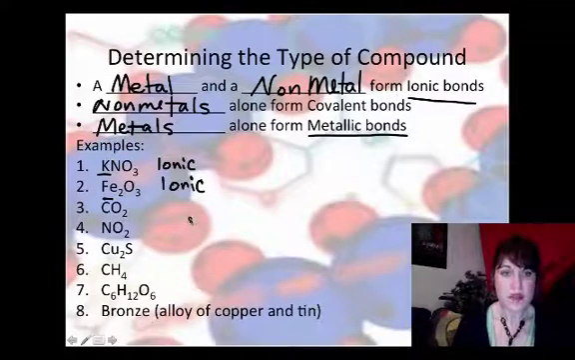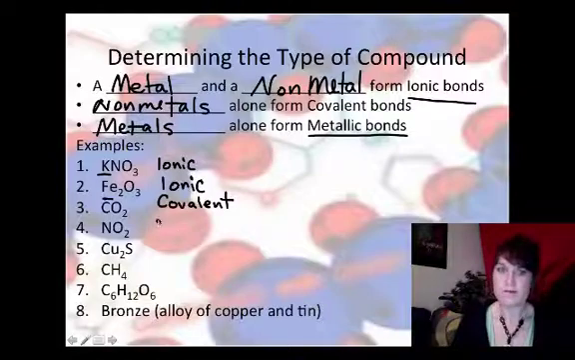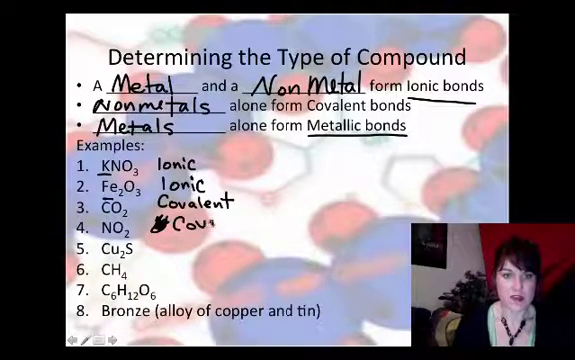Number 3 is carbon dioxide. Carbon is a nonmetal, and so is oxygen. So this one we would call covalent. All right, number 4, nitrogen, nonmetal, oxygen, nonmetal. So we call this covalent because it's entirely made up of nonmetals.